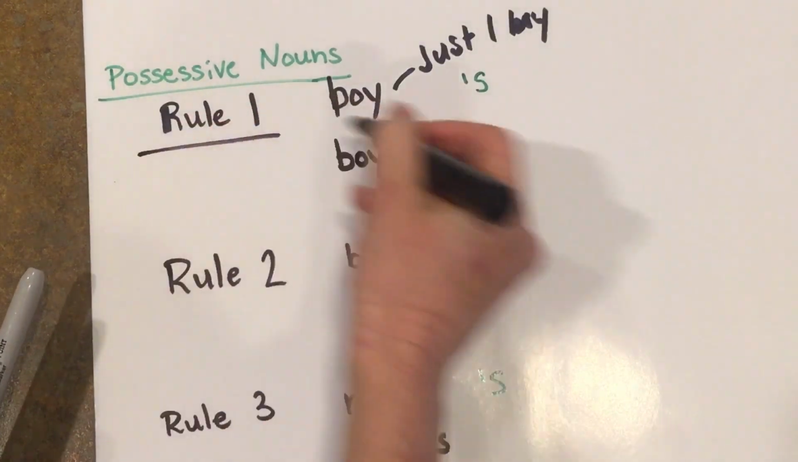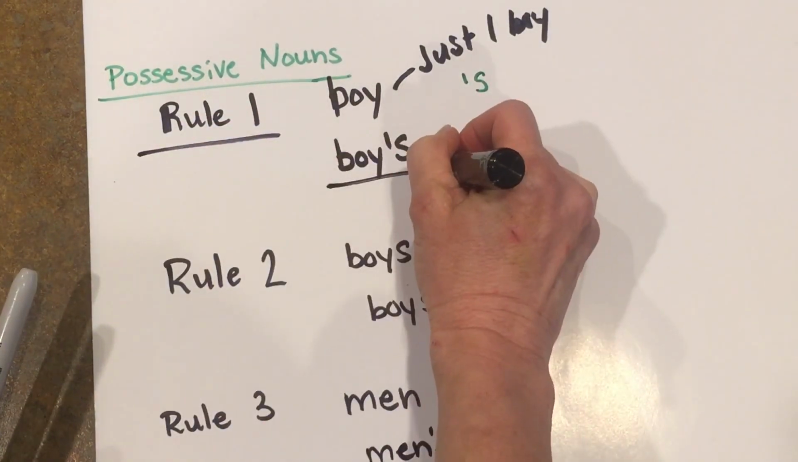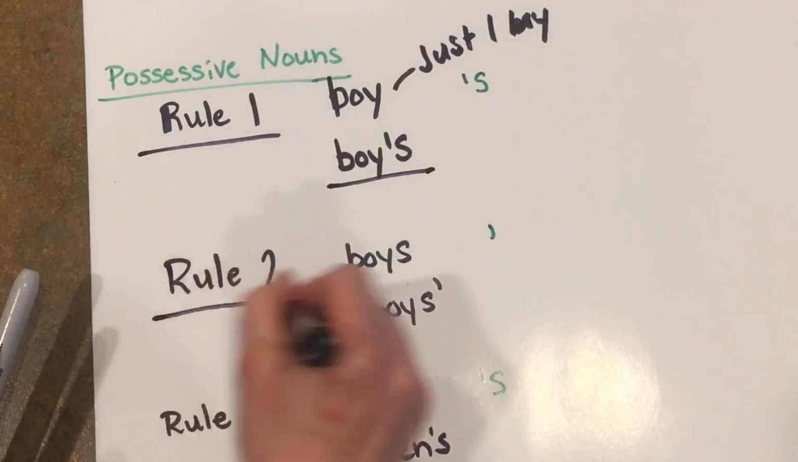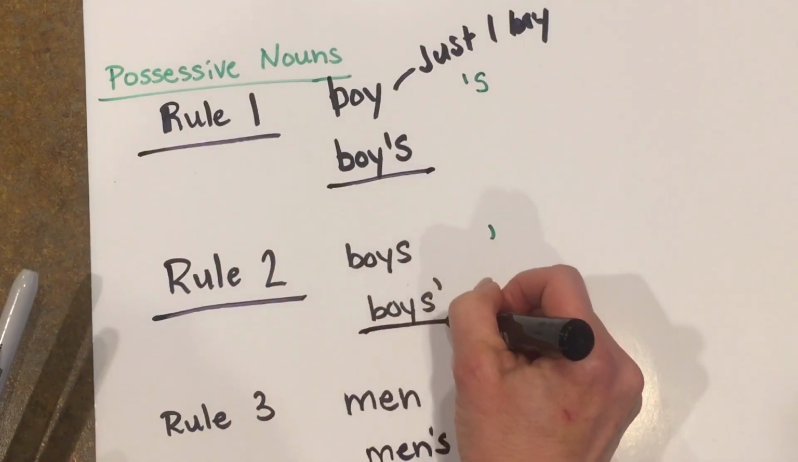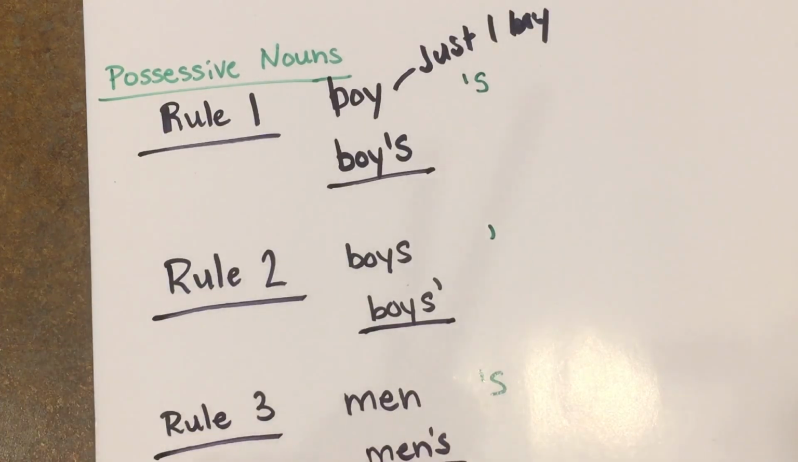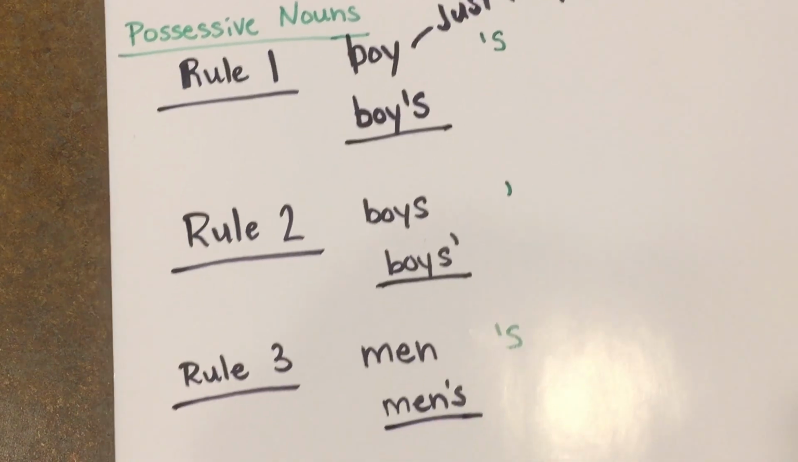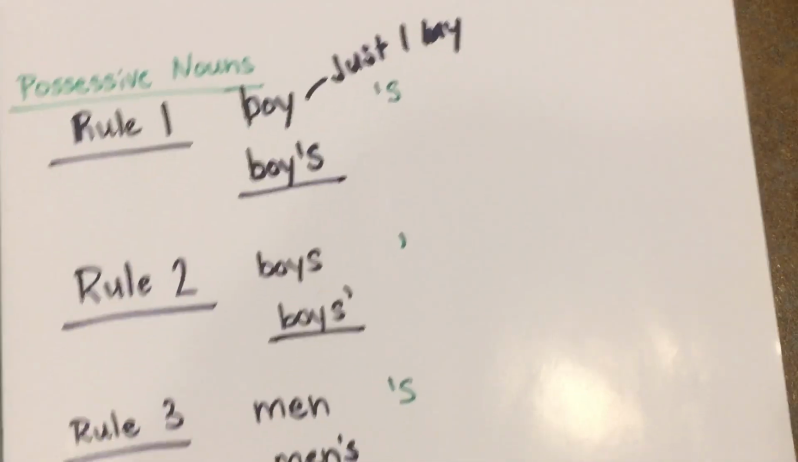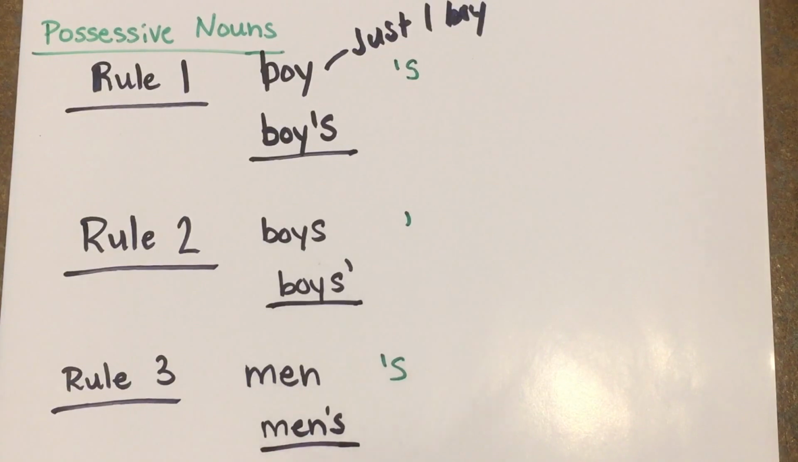So here's rule 1, and that's what it looks like. Rule 2, this is what it looks like. And rule 3, when it's already plural and it does not have an S, you add an apostrophe S. So let's do a few examples. Let me do them out here so you can see the rules. What if I come back to this cow's milk?